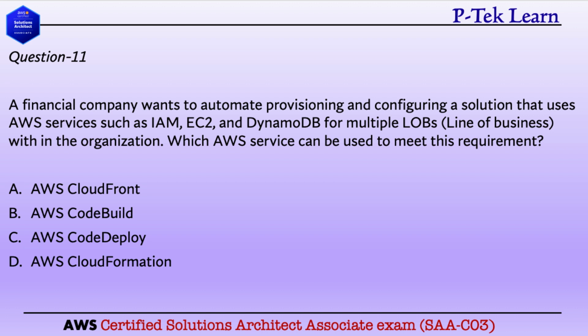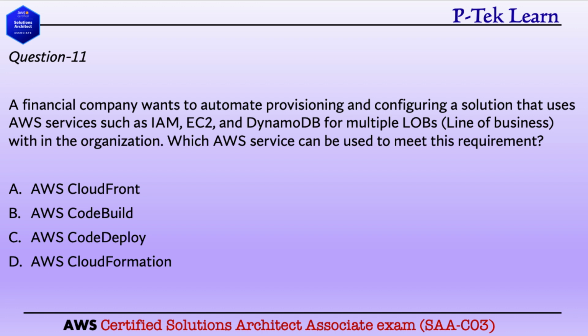A financial company wants to automate provisioning and configuring a solution that uses AWS services such as IAM, EC2, and DynamoDB for multiple LOBs within the organization. Which AWS service can be used to meet this requirement? Option A, AWS CloudFront. AWS CloudFront distributes the traffic to the edge locations to decrease the network latency. That's not our requirement in this scenario.